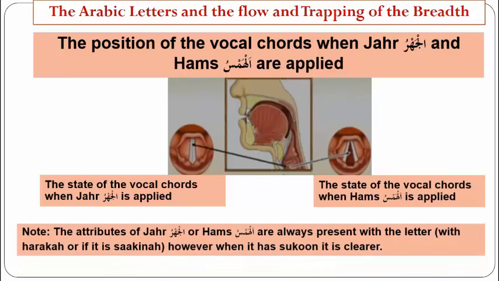So note, the attributes of jahr or hams are always present with the letters, with haraka or with the sakin. This is something that must be known. However, when it has sukoon, it is clearer. Like for example, I say af. But if I say fa, it is there, but not as strong, not as distinct. Ha, alhamdu. You hear this, the movement of the sound, the expulsion of the sound. Right? So inshallah, this is al-jahr wal-hams.